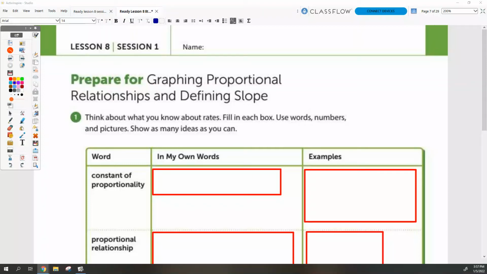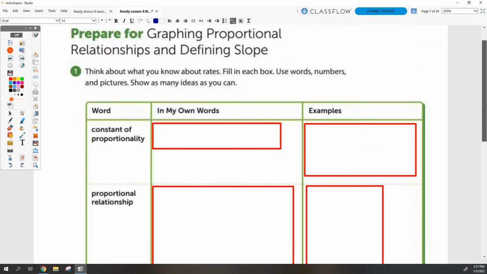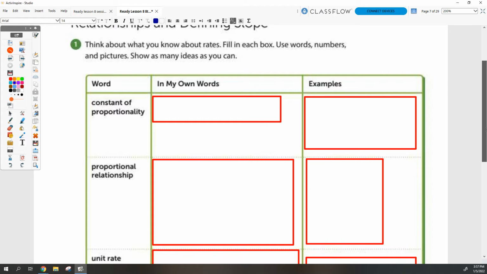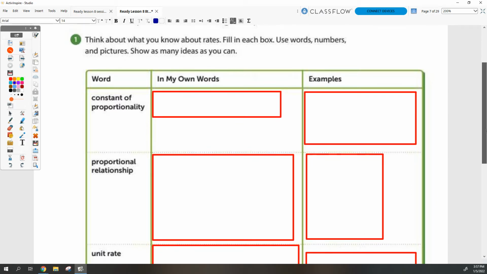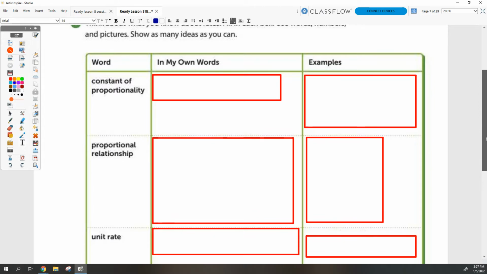This is Lesson 8, Session 1 assignment. So you need to be on page 179. And we're going to start with number 1. Just think about what you know about these rates. Fill in each box. Use words, numbers, and pictures to show as many ideas as you can.